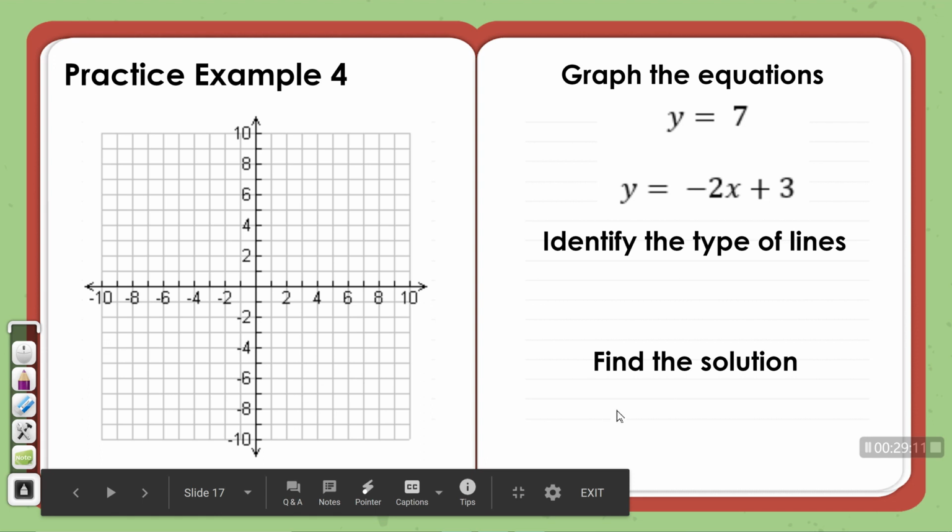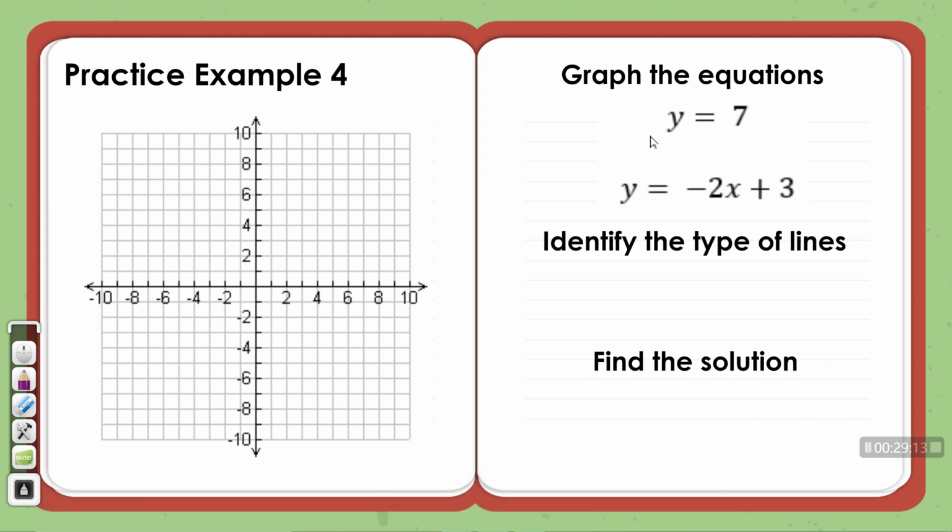Example 4. If you haven't attempted this one, do it with me. This equation, y equals 7, what is it missing? It's missing the x. That means it only crosses the y at 7, right here. So what type of line is it going to be? A horizontal. It never crosses the x-axis because it's parallel to it. It's only going to cross there.